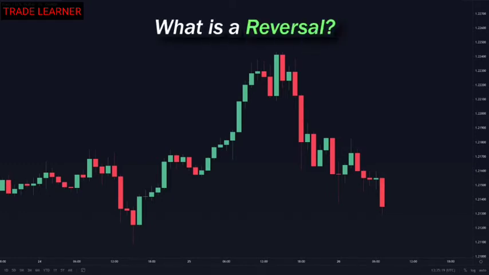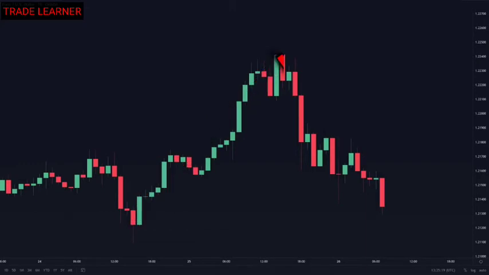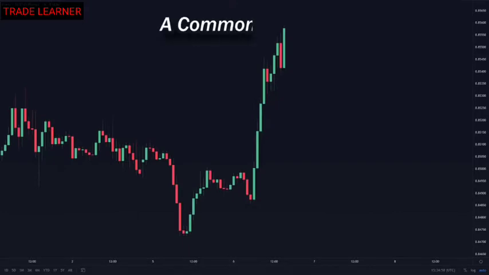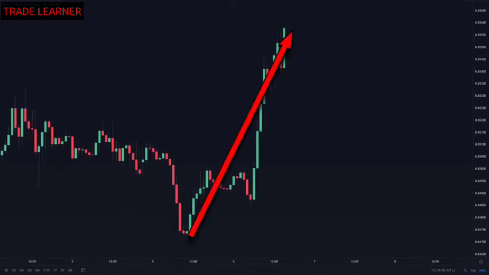What is a reversal? So a reversal simply means a change of trend direction. Like in this example, we have an uptrend that switches to a downtrend, then you got yourself a reversal. Simple. Now, a common mistake that traders make is they think that because the price has gone too high, then it's automatically going to reverse. This is actually the wrong mindset to have, because think about it.